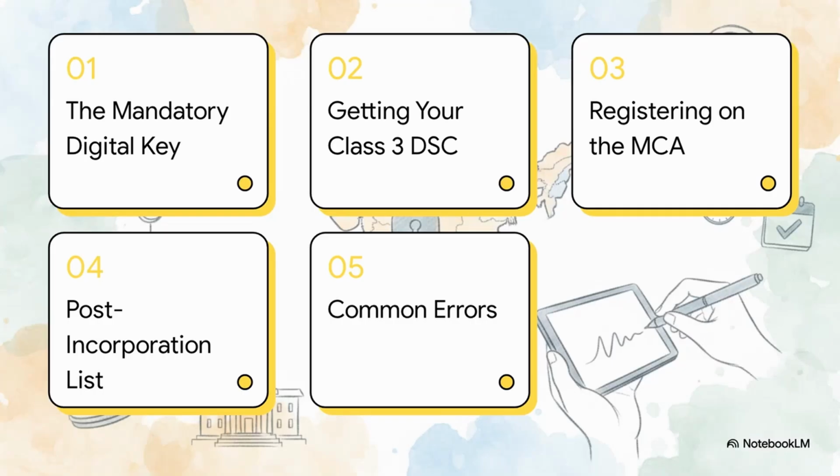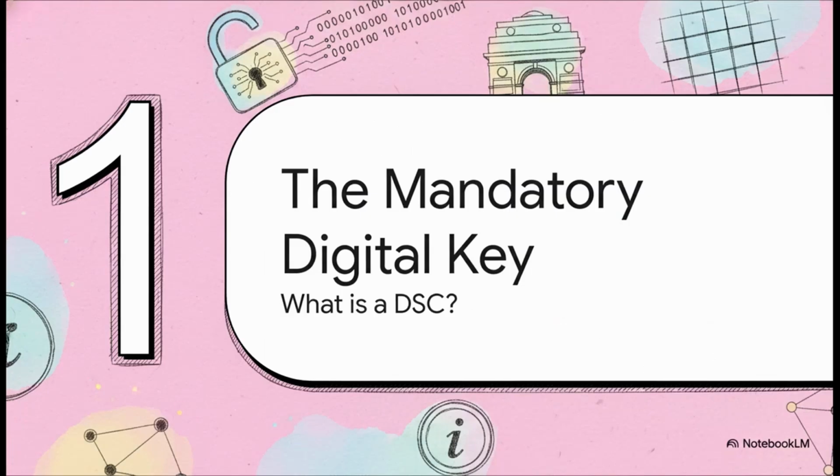All right, so here's our game plan. First, we're going to figure out what this digital key actually is. Then we'll get into the nitty-gritty of how to get the right one, and it has to be a Class 3 DSC. After that, we'll walk through registering it on the government's MCA portal. Then we'll look at all the important stuff you can finally do with it. And of course, we'll wrap up by tackling some of the common errors that might pop up along the way. So let's start with the basics.